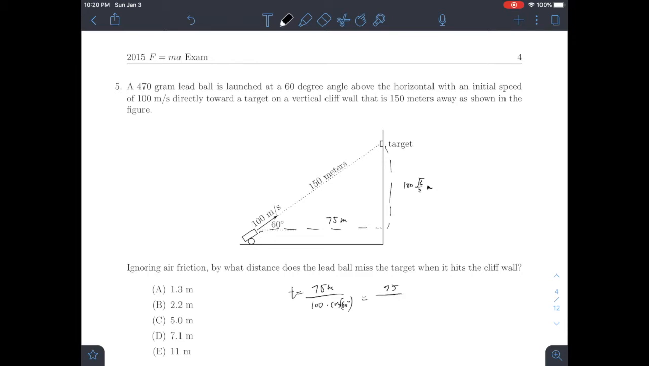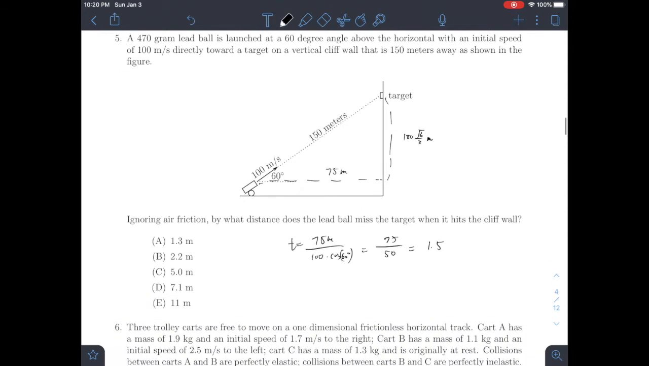Then we can find out the time of traveling, which is the horizontal distance divided by the horizontal velocity, which is equal to 75 divided by 100 times cosine 60 degrees, which is 75 over 50, which is 1.5 seconds.